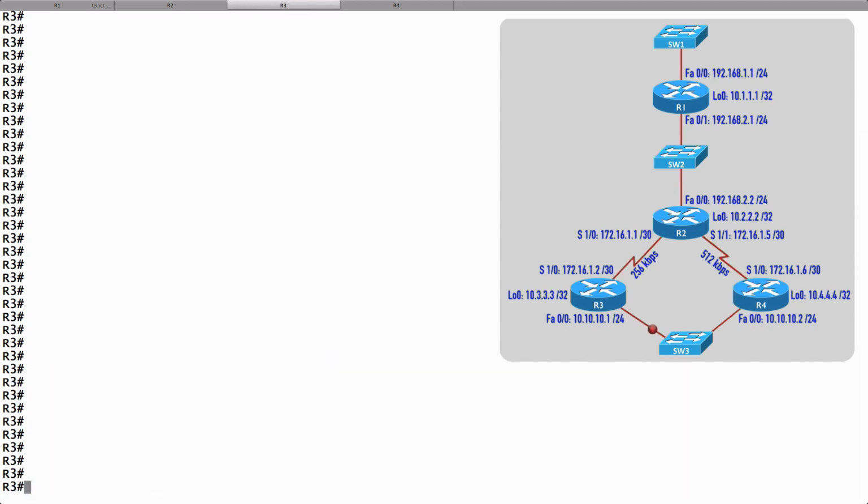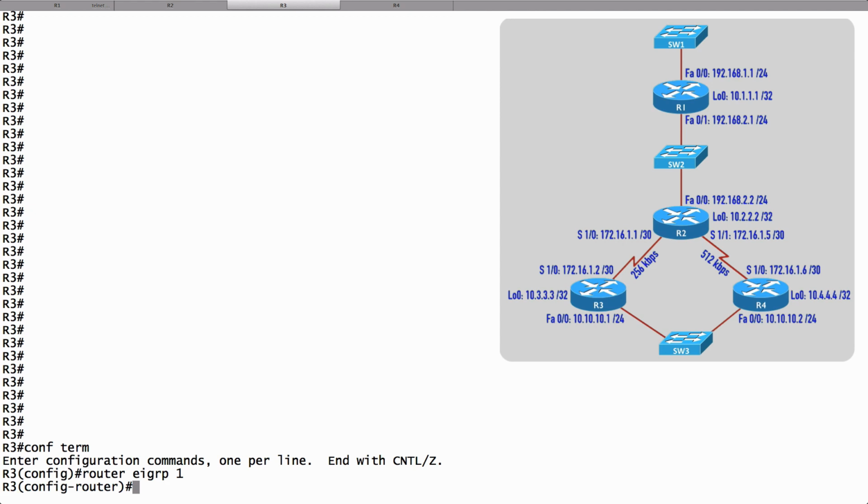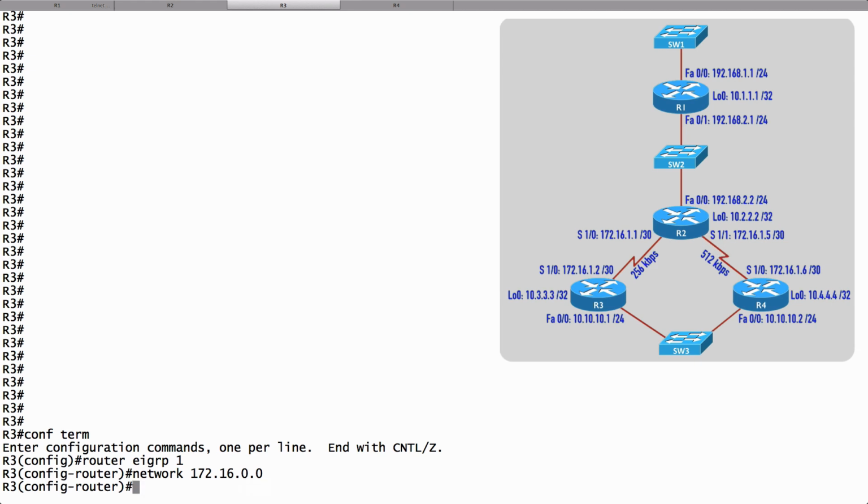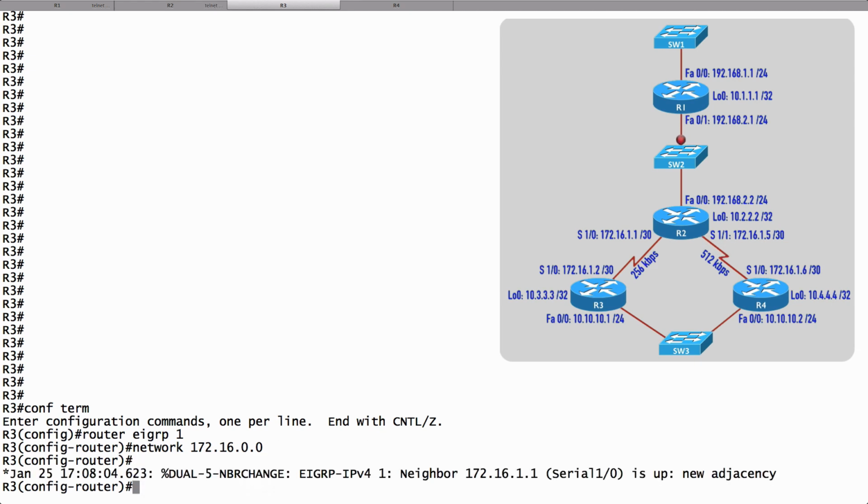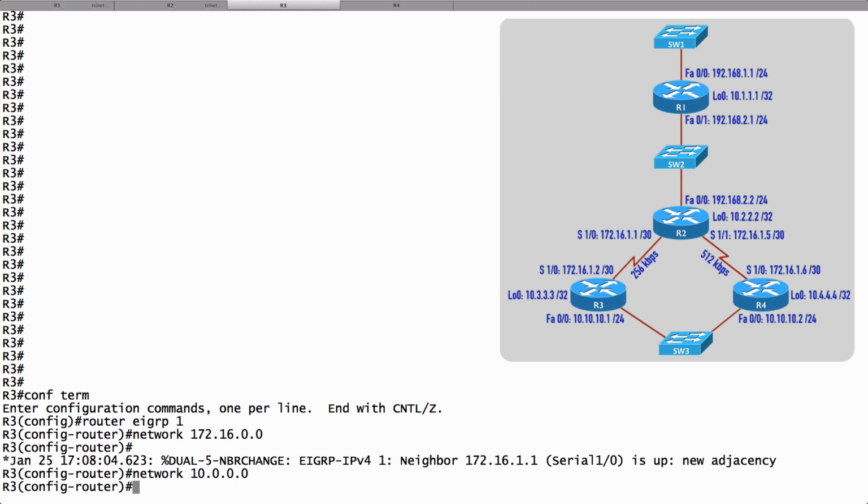Let's move to router R3. On router R3, let's go into router EIGRP 1 configuration mode. And again, I'll say network 172.16.0.0. I'm not going to worry about specifying a wildcard mask because this is going to encompass the serial 1/0 interface. I'll just press enter. And notice the Fast Ethernet 0/0 interface has an IP address of 10.10.10.1. And the loopback IP address is 10.3.3.3. What if I just said network 10.0.0.0? That would encompass both of those interfaces, the Fast Ethernet 0/0 and the loopback 0 interface. Oh, by the way, did you notice that we had a neighborship form with router R2 just then?